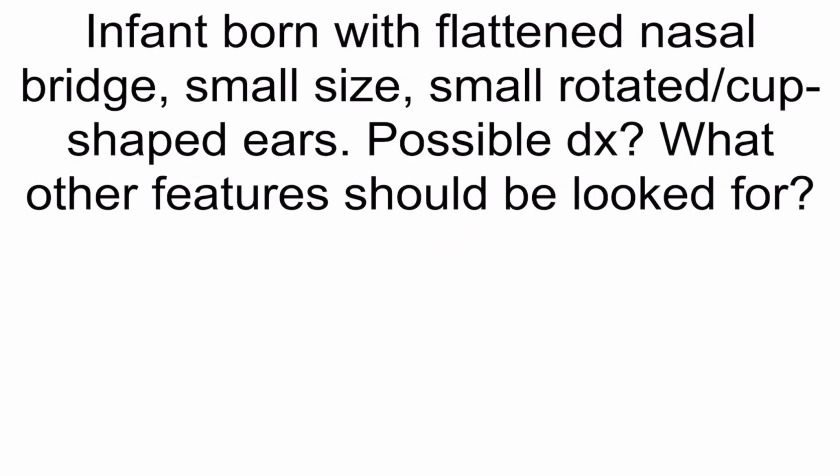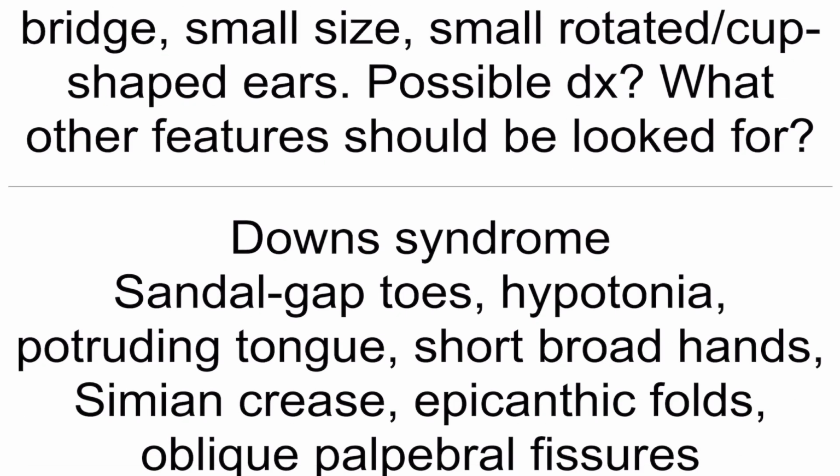Infant born with flattened nasal bridge, small size, small rotated cup-shaped ears. What's the possible diagnosis, and what other features should be looked for? Down syndrome, and you should also look for sandal gap toes, hypotonia, protruding tongue, short broad hands, simian crease, epicanthic folds, and oblique palpebral fissures.